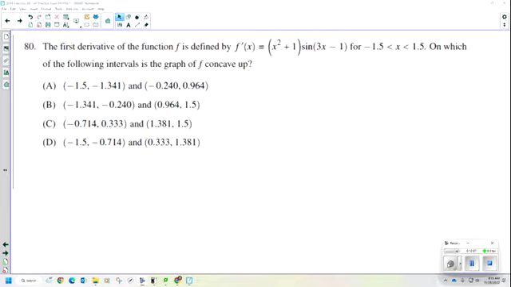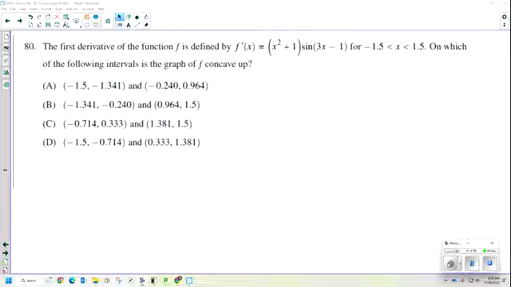Hello, bing bong. This one looks like it's going to be a little bit of work, but let's check it out. The first derivative of the function f is defined by f prime of x, which equals x squared plus 1 sine of 3x minus 1 for the given x values or interval between negative 1.5 and 1.5, not inclusive, meaning it doesn't include them. They're not equal to, it's just less than.